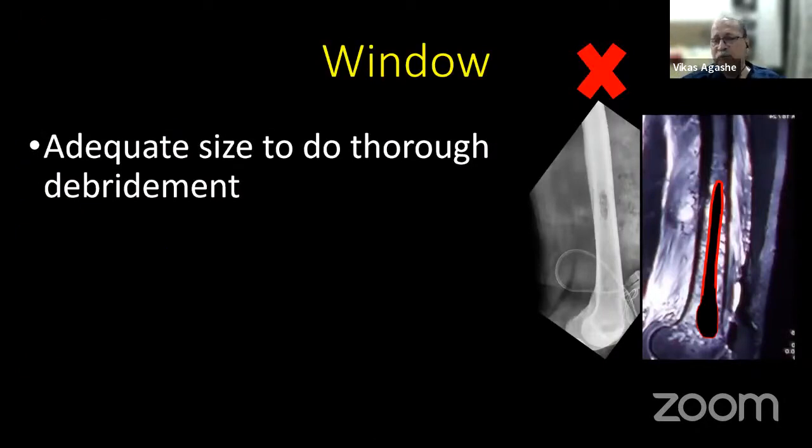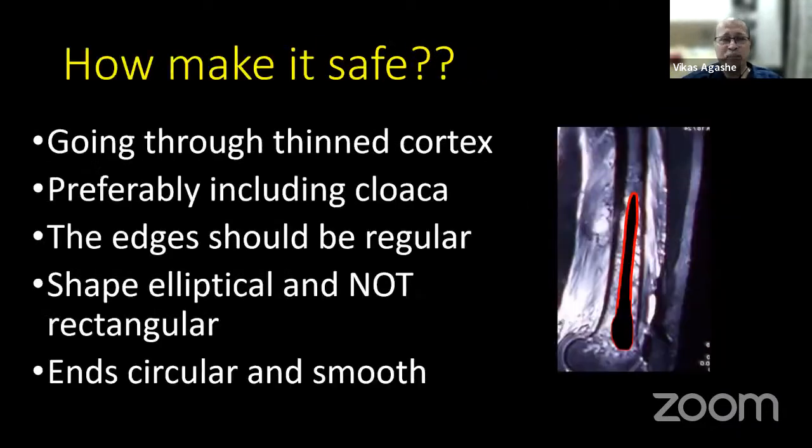So step one is to make an adequate window to do thorough debridement. The problem is how to make it safe. Everybody is concerned that there would be a pathological fracture. I made a small window, still he had a pathological fracture. But I made a small window, and that was the cause of pathological fracture. So how do you make the window safe?